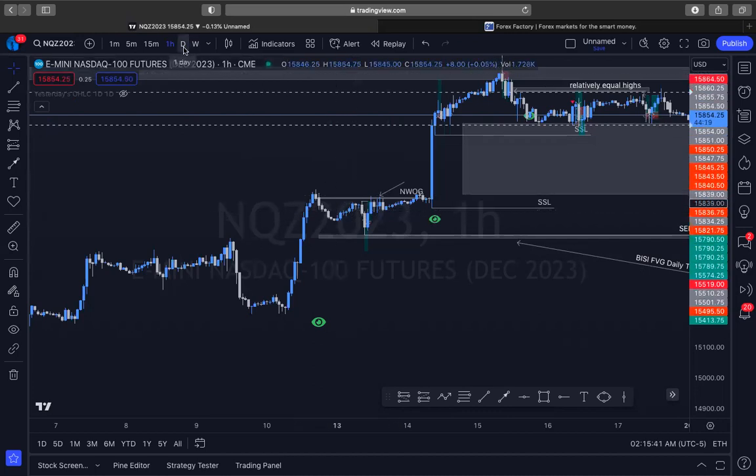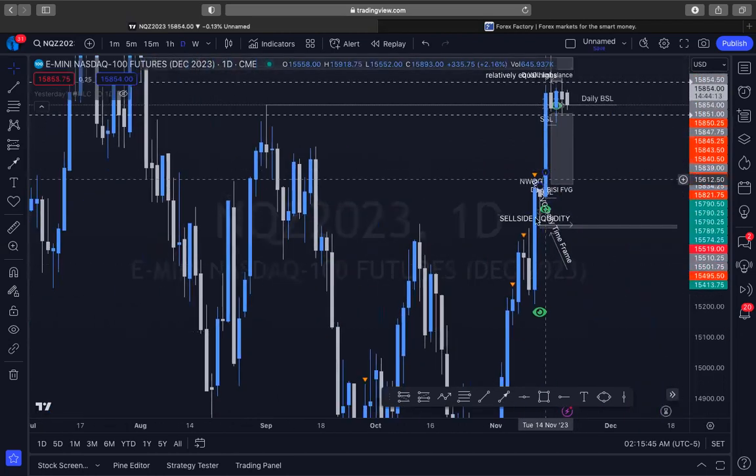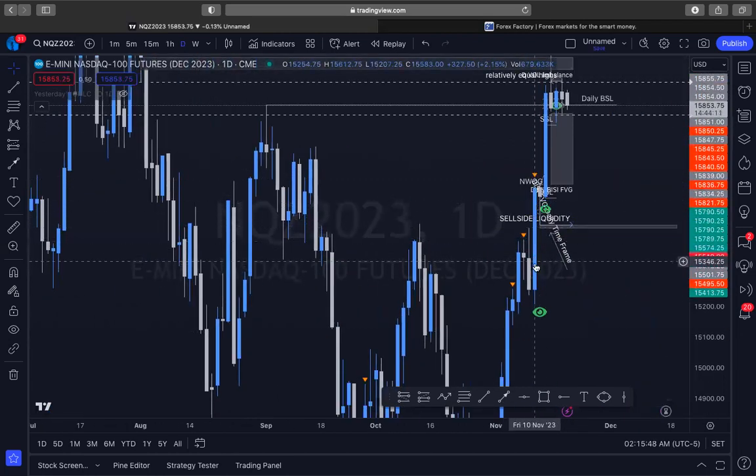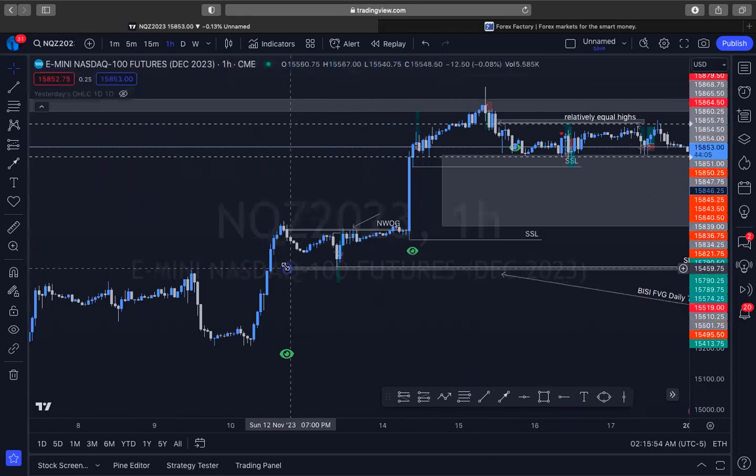So if I go back to the daily, these are 1 day candles. So one candle is 24 hours. If I go down to the 1 hour time frame, it breaks that 1 day into 24 hours, right? So that's what we're looking at here.